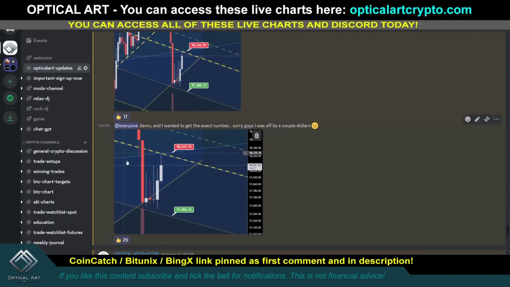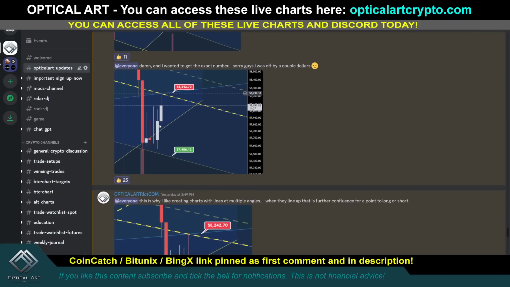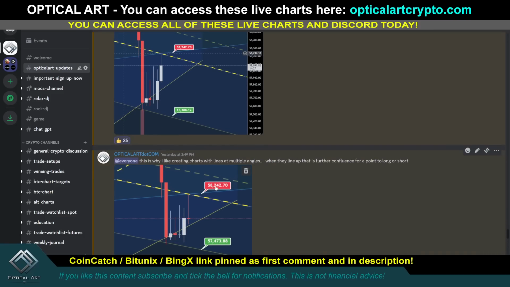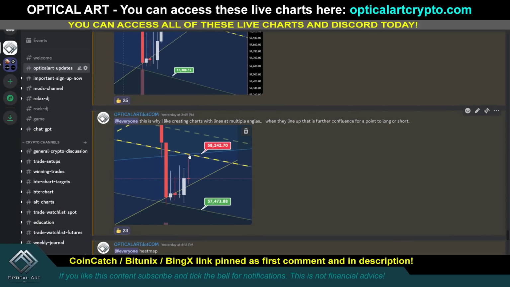But again, in the video, I will show you how I create this live so you can see. Using parallel channels is amazing for finding targets. That, in addition with fib channel charts, is pretty accurate as well. We see we got rejected, right? And this is why I like creating charts with lines at multiple angles. When you have confluence, you have a blue line in this direction, you have this parallel channel in this direction, for the confluence to go on a short.